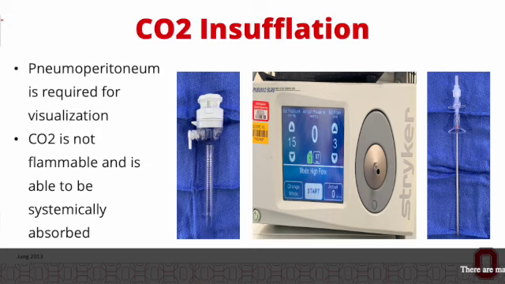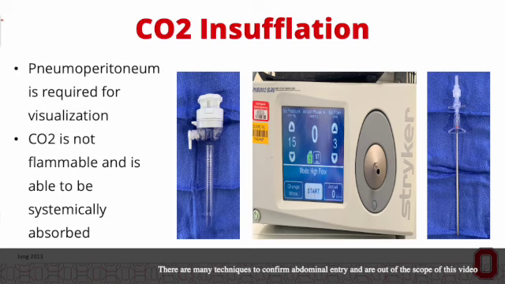Abdominal insufflation with carbon dioxide is required for adequate visualization. Carbon dioxide is the gas of choice due to it being non-flammable and its ability to be systemically absorbed. There are two main methods for insufflation. Pictured on the left is a cannula with a carbon dioxide port, and on the right is a Veress needle.